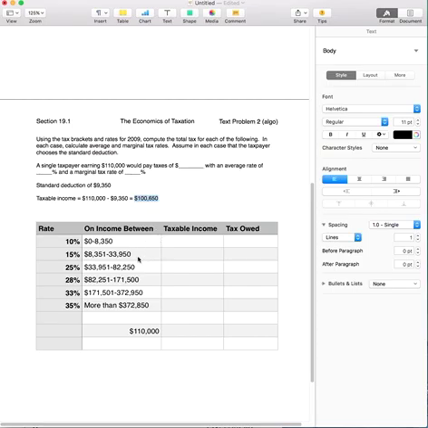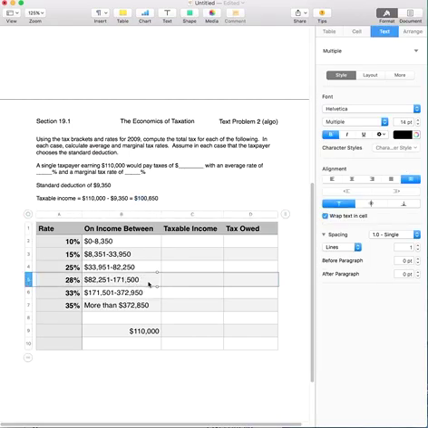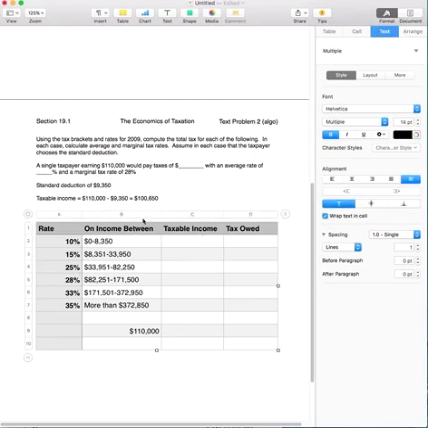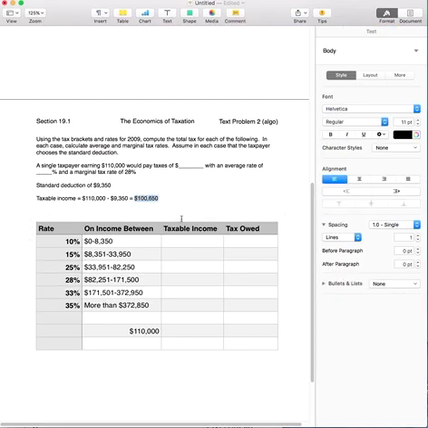So we take a look at that number and see where it falls. It's greater than that upper bound. It's greater than $82,250. It falls in this range here. So this individual faces a marginal tax rate of 28%. Their taxable income is $100,650, which falls between this range here. So that tells us their marginal tax rate is 28%. What we do is we go through and calculate all of these based upon the numbers here.